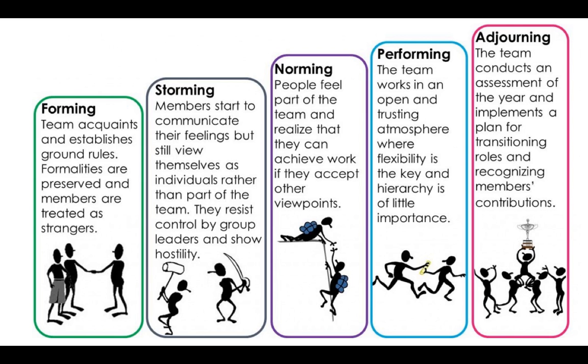And then they go through the norming stage of group development. This is where people feel a part of the team and realize that they can achieve work if they accept other people's viewpoints. This is where the group process really begins to solidify. As the group solidifies, they then move into the performing stage. This is where the team works in an open and trusting atmosphere. That's not to suggest it's without problems, but they work where flexibility and accommodation are key. And hierarchy, who cares? Who cares who the leader is? We're all here to perform this task.